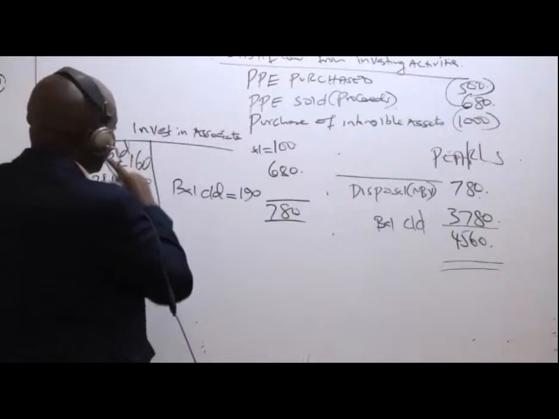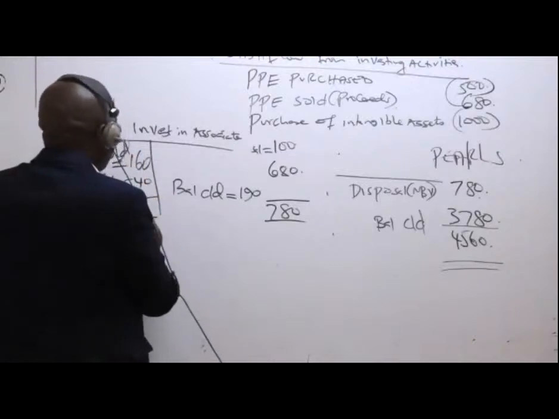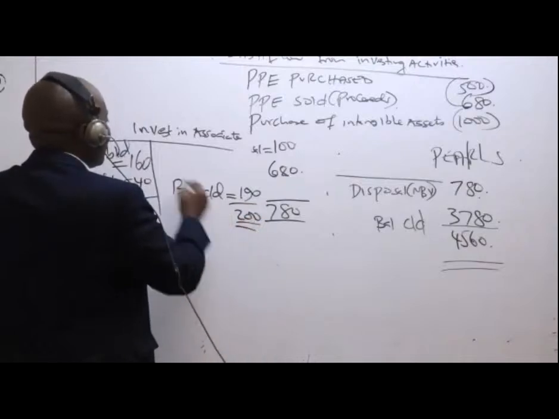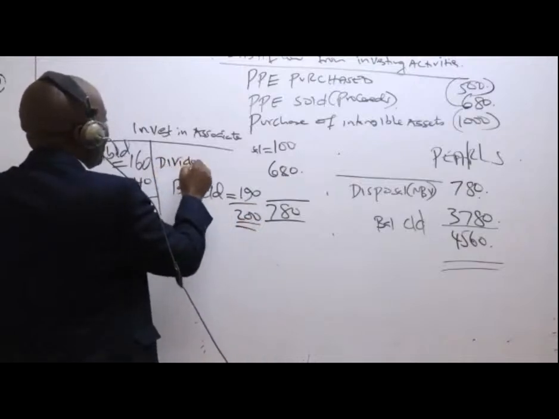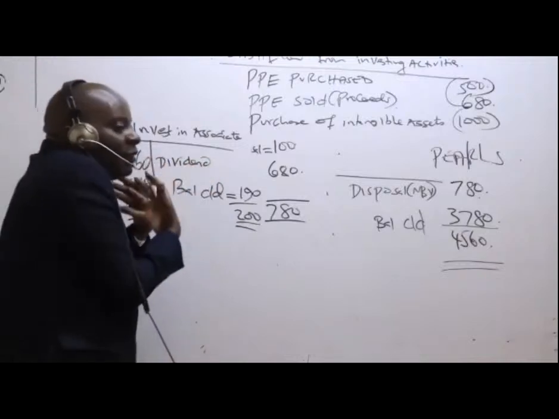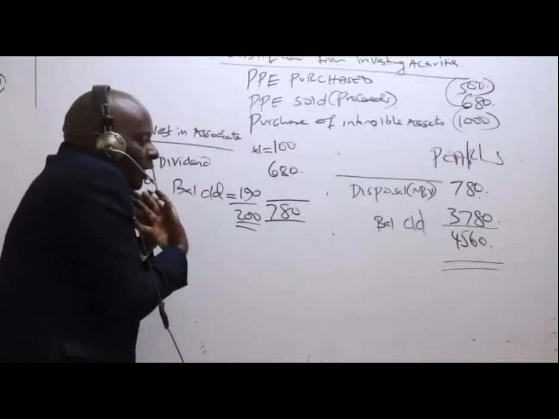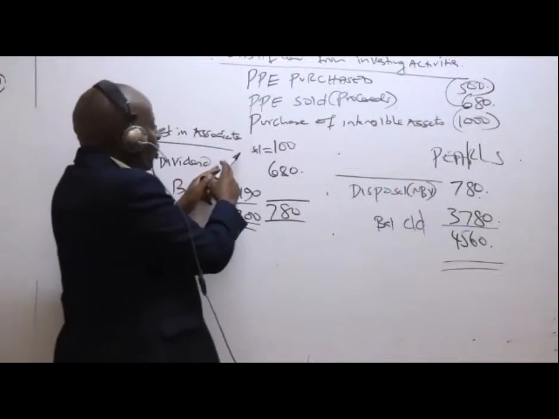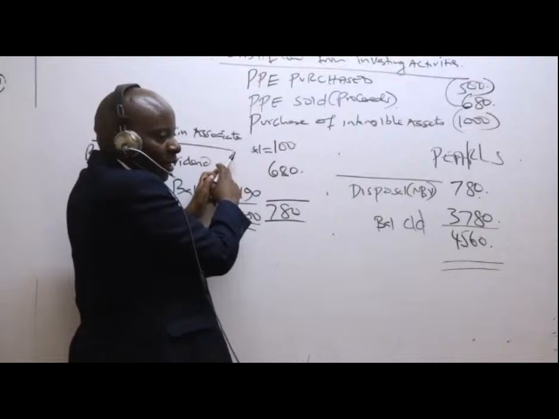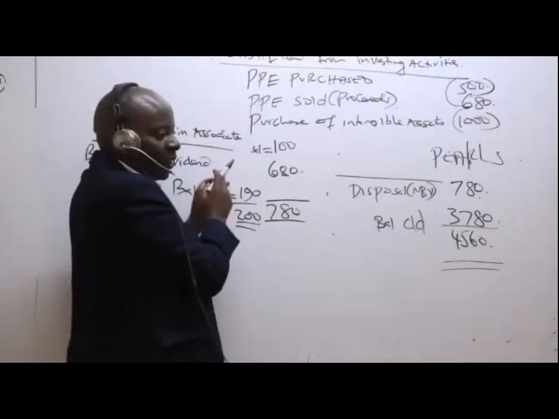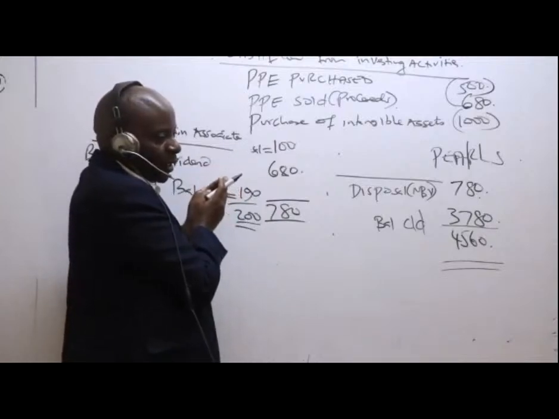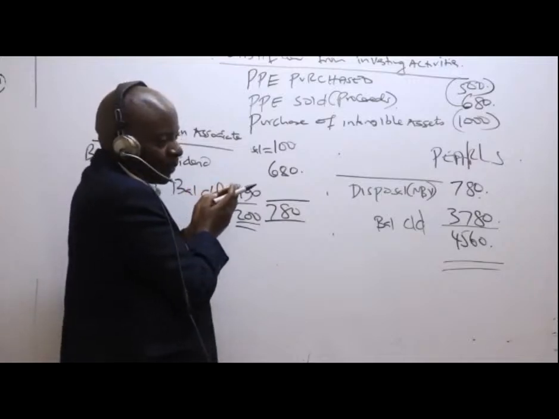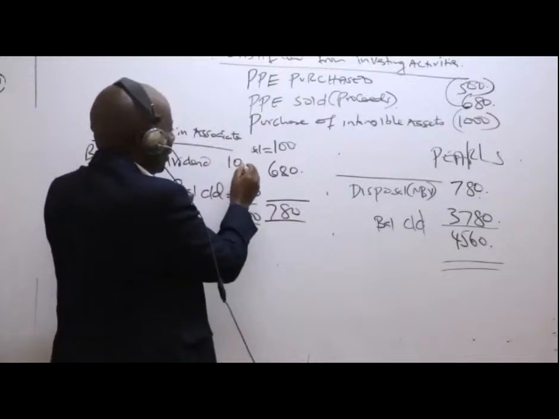If that is the case, then, ladies and gentlemen, I'll come to the balance. Investment in associate, you say 200. The balance must be dividend received. Dividend paid by the associate, but you received it yourself. So what is the dividend received from the associate? They are not talking to me, and yet you are almost finishing here. Dividend received from the associate is 10.